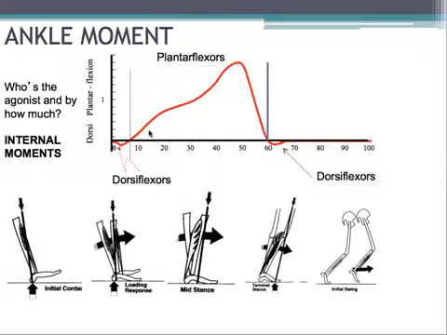After 10% of stance, mid-stance is seen. We see a gradually increasing plantar flexion moment internally that continues to progress into terminal stance, all the way to the transition from terminal stance to pre-swing.